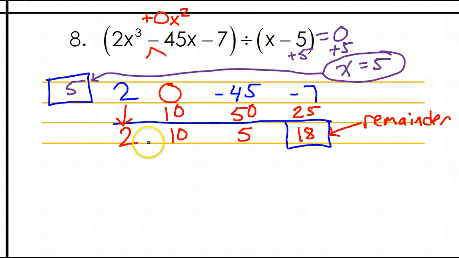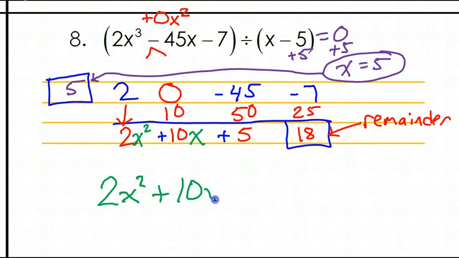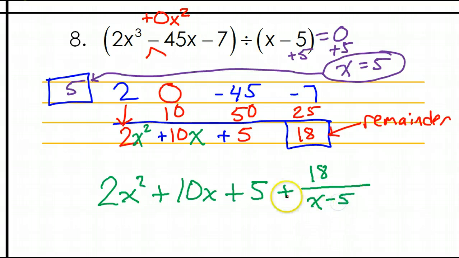Okay, so from right to left, this is the constant. Just like -7, the first one you come to from right to left is a constant. That makes this the x term. That makes this the x squared term. Okay, and all of these are positive. So rewriting it to make it look pretty, we've got 2x squared plus 10x plus 5. That's the trinomial. And then the remainder, we do plus 18 over the thing we divided by, which was x minus 5.